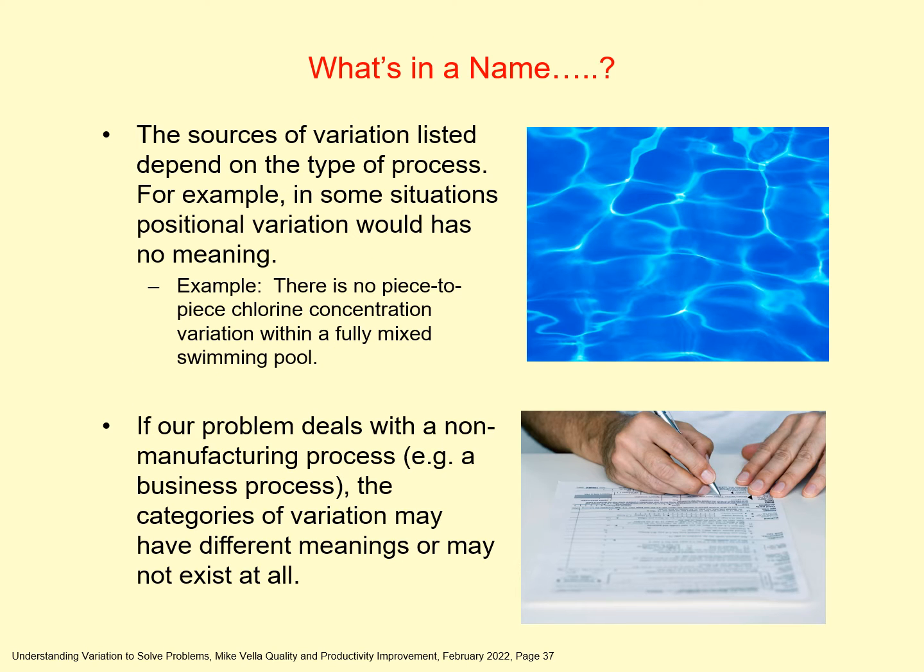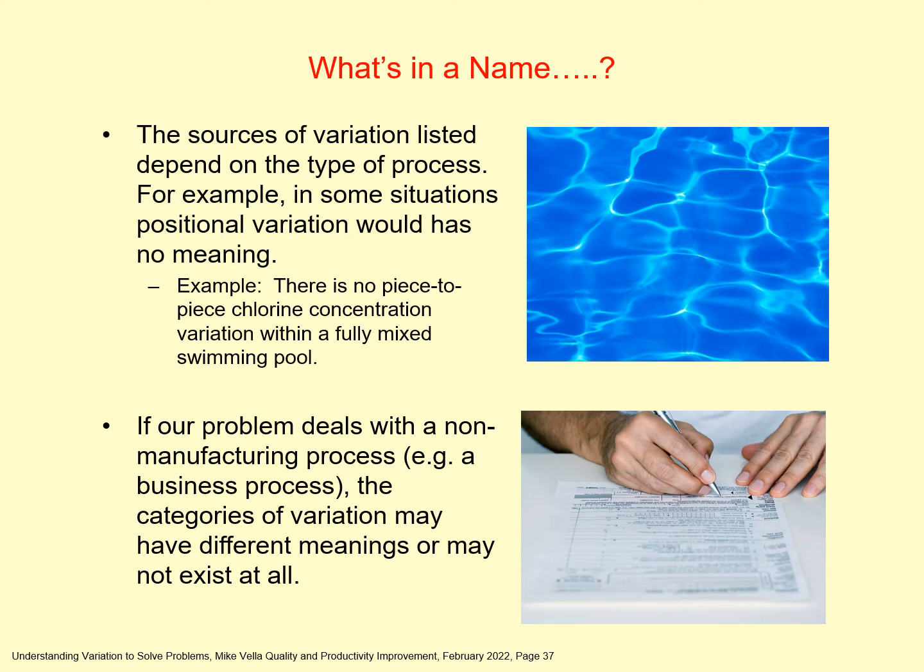So before we go on, remember we talked about the 5 types of common cause variation. Positional variation, that's within piece. Part-to-part variability, that's between pieces. Batch-to-batch variation. Process stream to process stream variation, and measurement error.